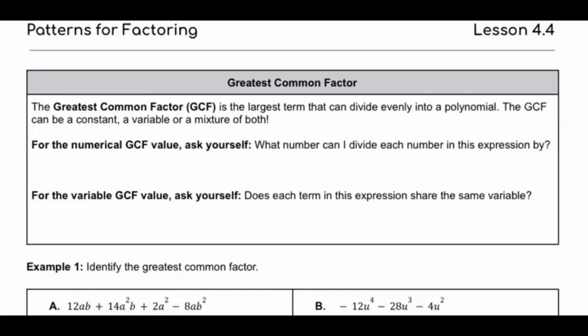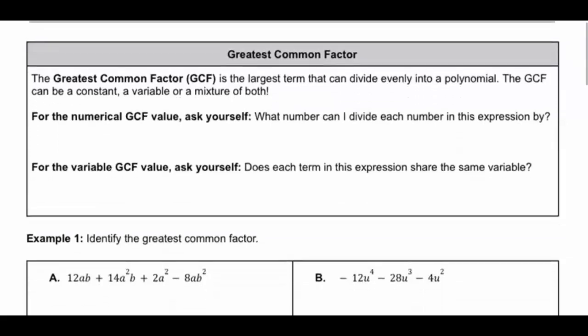Now greatest common factor, you should have already seen it when you did factor by grouping in the 4.2 lesson. We find the greatest common factor when it's the largest term that can divide evenly, so no decimals, only whole numbers, into a polynomial. It could be a constant, a variable, or both. So sometimes your GCFs were just 5, or sometimes a 5x, or sometimes just an x by themselves.